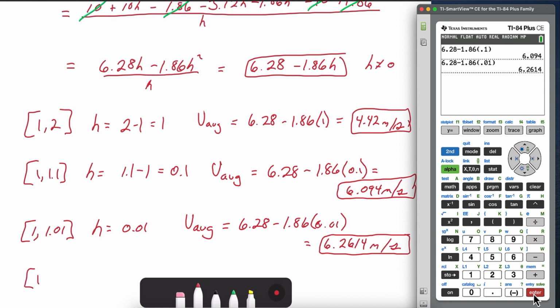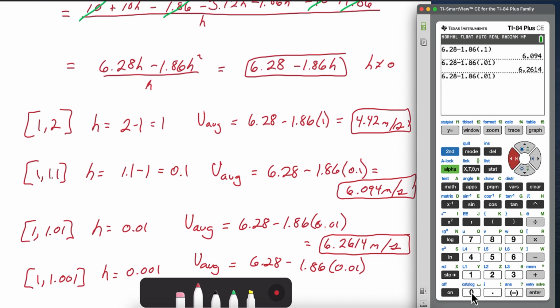And our next time interval was from 1 second to 1.001. Here, h is 0.001 seconds. Average velocity, 6.28 minus 1.86 times 0.001. Again, going back to the calculator, let's change that h value to 0.001. And this time we get 6.27814 meters per second.